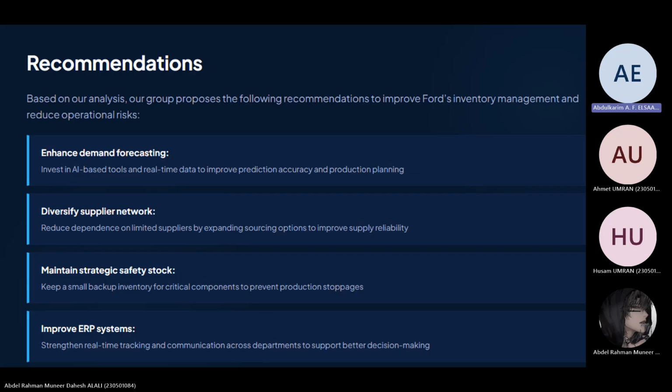And second, Ford should reduce dependence on a small number of suppliers. This can improve supply and reduce risk during distribution. Third, maintaining a small safety stock for critical components can help prevent production delays. Finally, improving ERP systems and increasing operational flexibility can help Ford respond quickly to market change and improve overall performance.